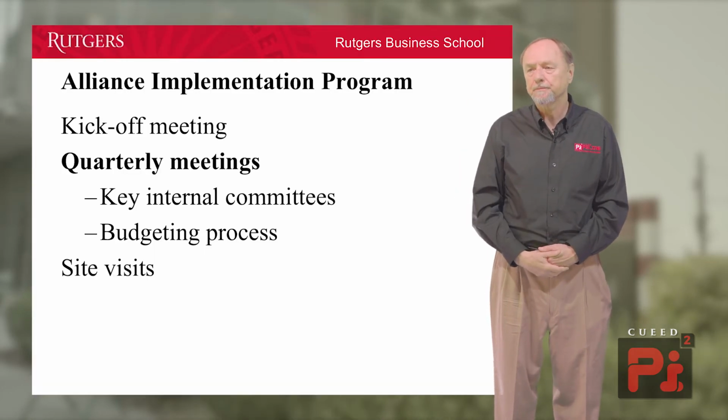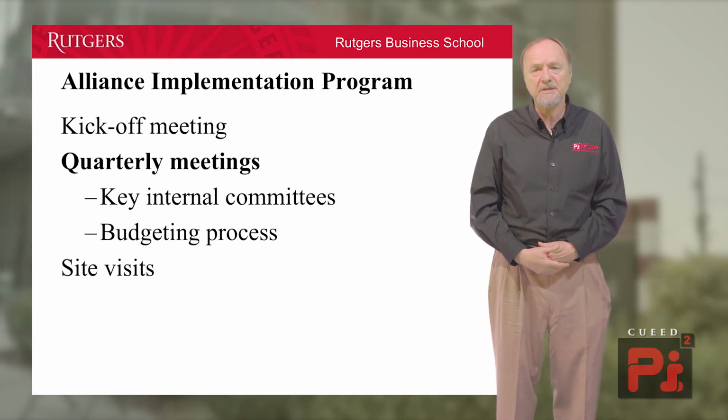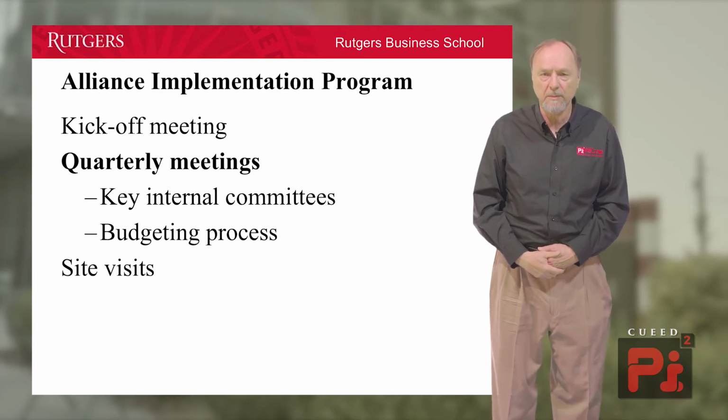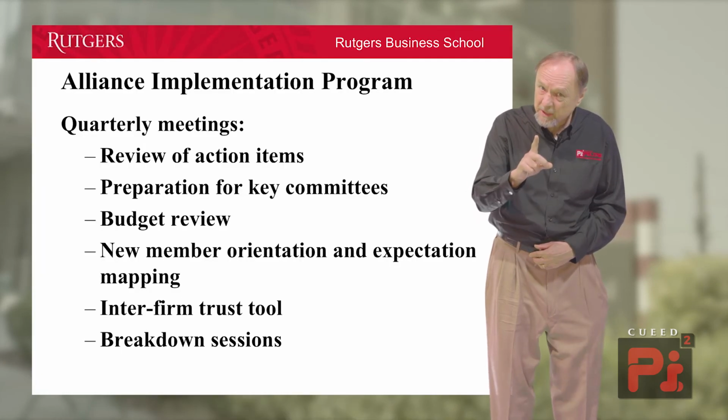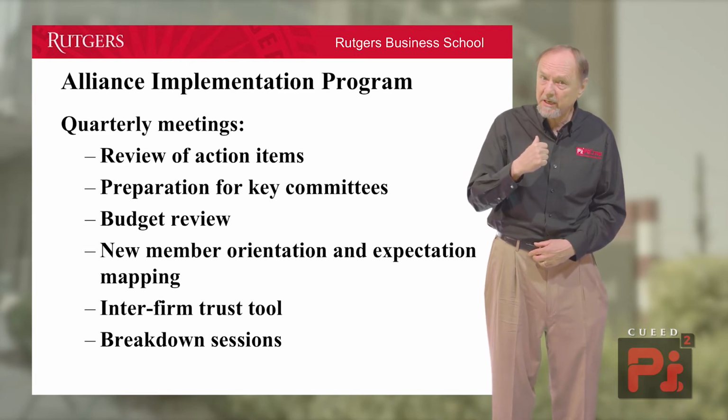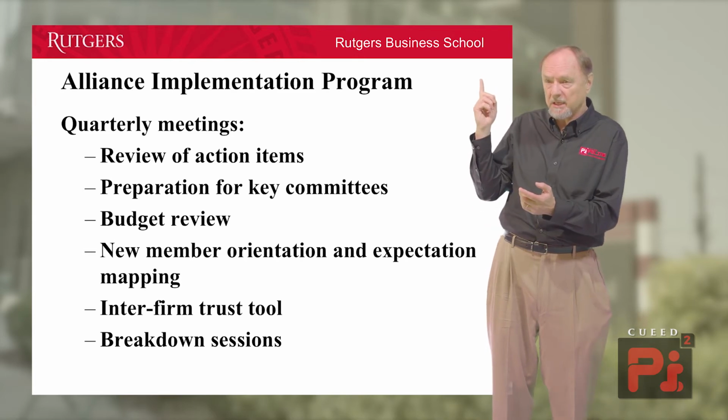But what I'd like to do now is share with you some thoughts on other moments of time where you can make a management intervention in an alliance and not be seen as a burden on hardworking people. And that's at the quarterly meetings. So, the quarterly meetings usually have key internal committees, and they talk about the budgeting process. Here are some other things that I'd like you to think about at these quarterly meetings. Review the action items. How are we doing? Prepare for key committees. Who's the key committee in your company? I'm going to tell you the key committee in my company, and I'm going to tell you what we need to get ready for that key committee.